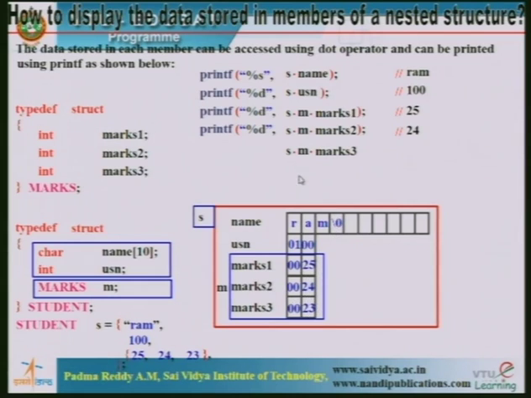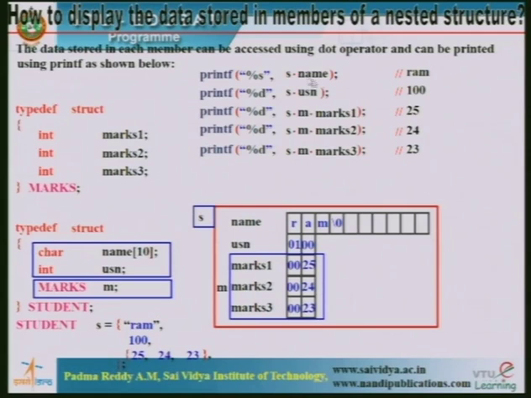What is the last one we get? 23. How you get 23? Using s dot m dot marks 3. Again I have to use a format specifier %d and then I have to use a printf statement. Now tell me what is the output we get? 23. So I hope we know what is a nested structure and how to initialize a nested structure, how to access the members of a nested structure, and then how to display the members of a nested structure using printf statement.